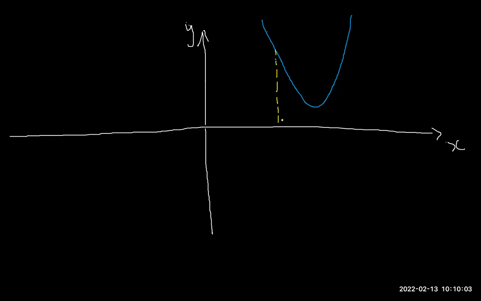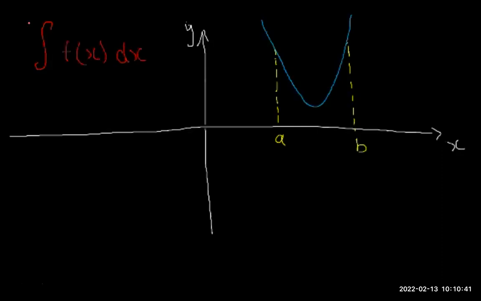I dropped the vertical line here. It's parallel to my y-axis. Two parallel lines, right? Let me name the value. The x value here is going to be a. If I drop another line parallel to my y-axis, I name this x value b. What we are trying to find by applying our knowledge of definite integration is the integral of f of x with respect to x, dx, upper limit is b, lower limit is a.